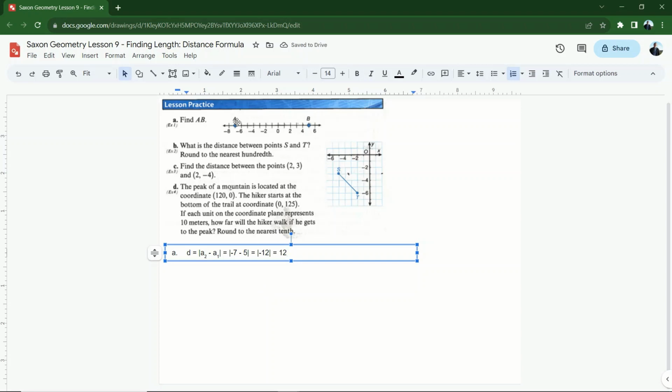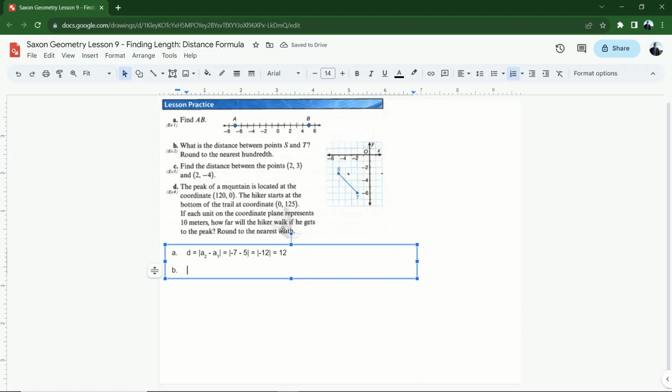All right, let's just verify that. From A to B, if I count the marks, 1, 2, 3, 4, 5, 6, 7, 8, 9, 10, 11, 12. It's 12 units, so that's correct. All right, letter A, super easy. Let's move on to letter B.